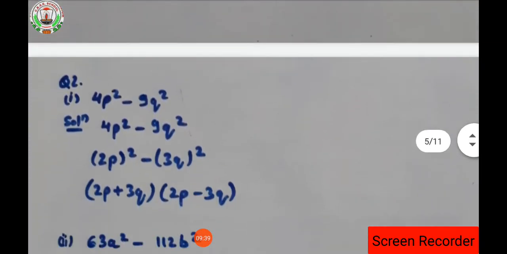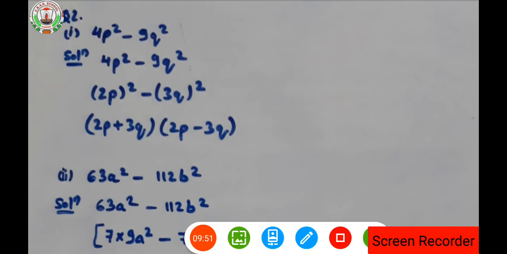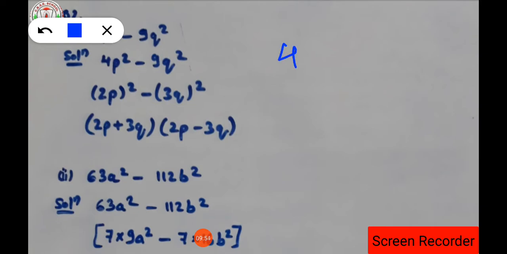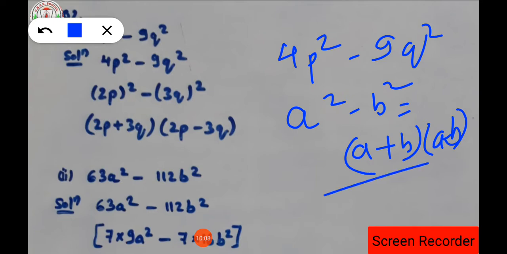Clear? Next, question number 2 is again factorization. So we have to do the factorization of these expressions. Okay, so again we have to use our identity only to factorize. What is the question we are having? We are having the question as 4p² - 9q². While looking at the question, we can easily say that the question is in the form of a² - b² = (a + b)(a - b). This is the identity.